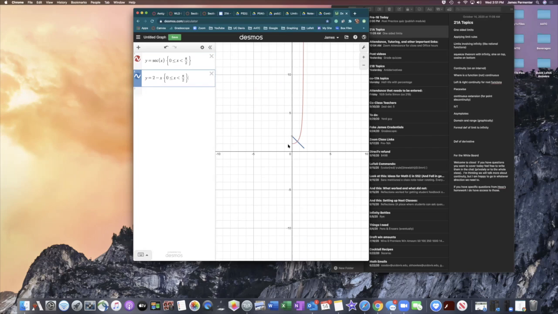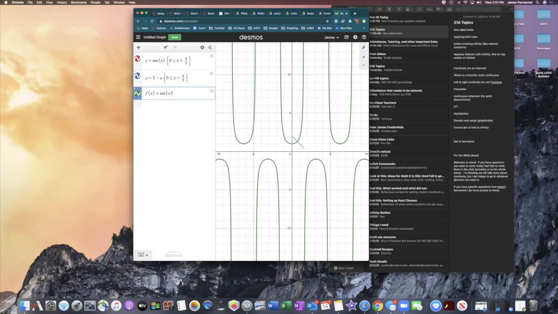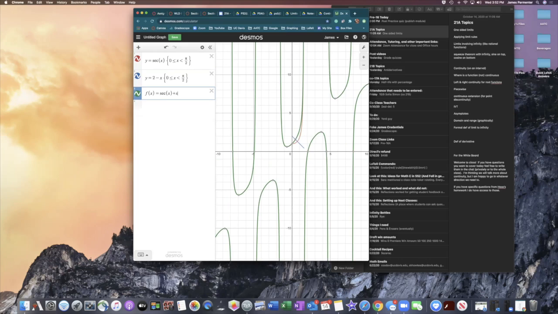So I plugged in 0, and I got that the blue one was bigger. And then I plugged in some number like pi over 3, which is somewhere over here, and got that the blue one was smaller. I could also graph the two functions together. Or I can graph what f of x is. So f of x is secant of x plus x minus 2. And again, let me just limit that domain there.